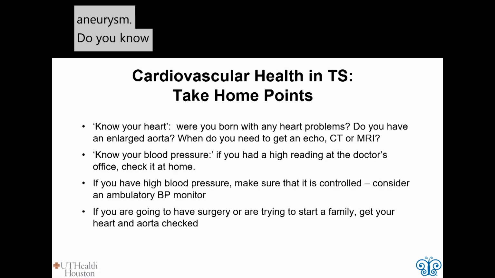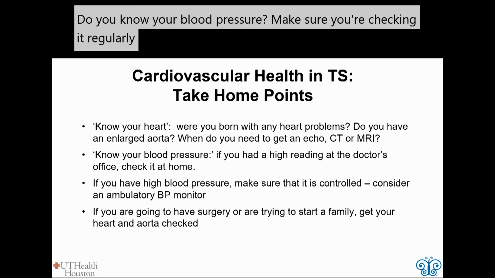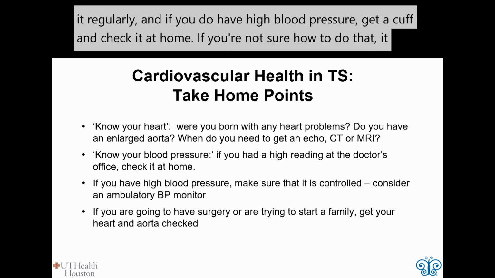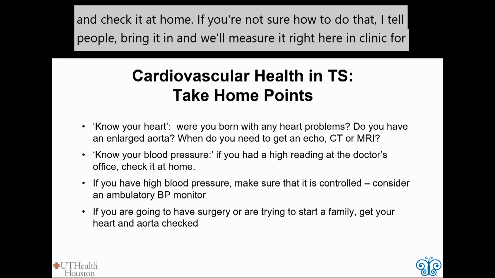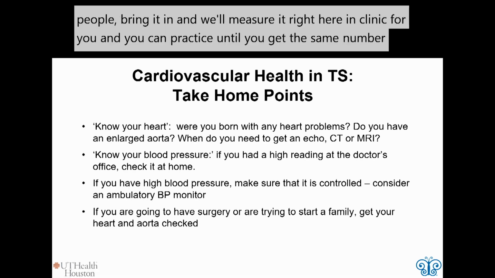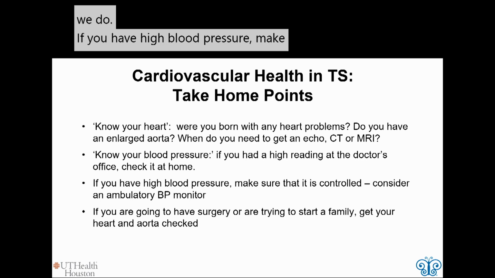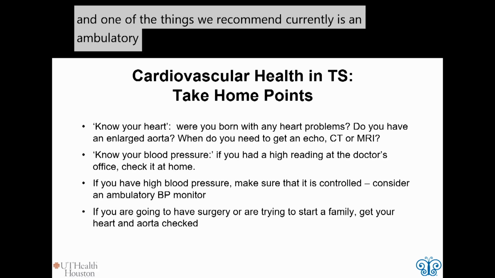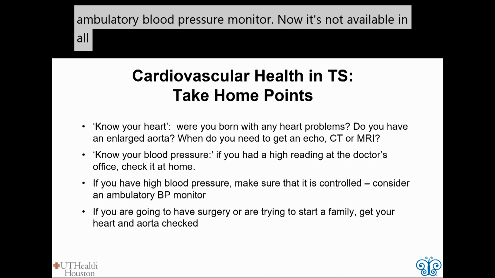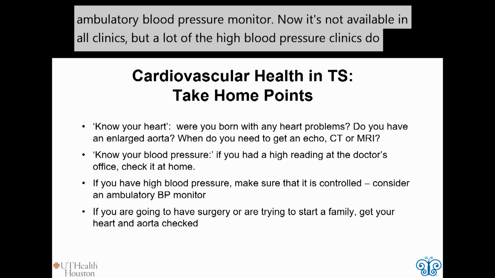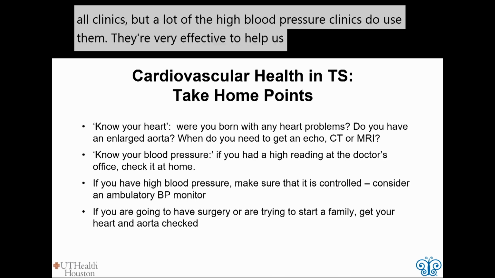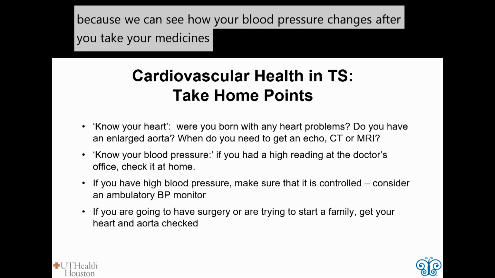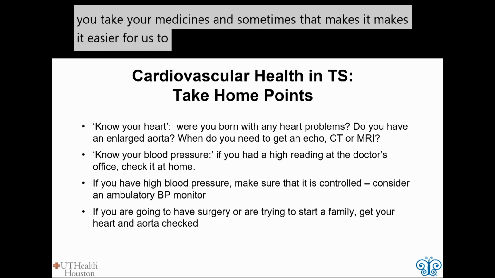Know your blood pressure. Make sure you're checking it regularly. And if you do have high blood pressure, get a cuff and check it at home. If you're not sure how to do that, I tell people to bring it in and we'll measure it right here in clinic for you, and you can practice until you get the same number that we do. If you have high blood pressure, make sure that it's controlled. And one of the things we recommend currently is an ambulatory blood pressure monitor. Now, it's not available in all clinics, but a lot of the high blood pressure clinics do use them. They're very effective to help us change the treatments because we can see how your blood pressure changes after you take your medicines. And sometimes that makes it easier for us to adjust your medication safely for you.